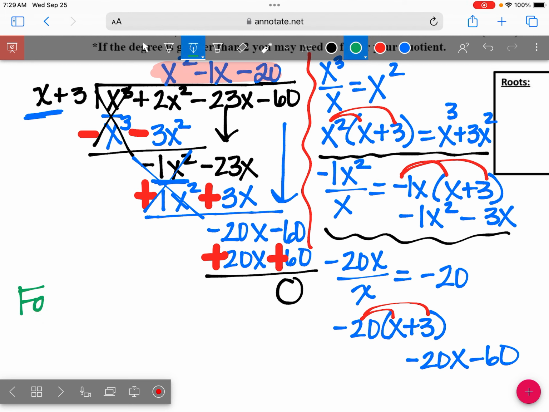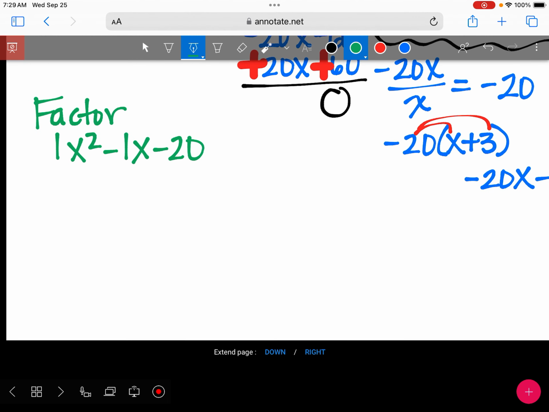So we have to factor the 1x squared minus 1x minus 20. So let me go ahead and pull this on up. So we need two numbers that multiply to a times c and add to b. Feel free to take out your multiplication chart if you need time to figure out those numbers. Two numbers, they have to multiply to negative 20 and add to negative 1.